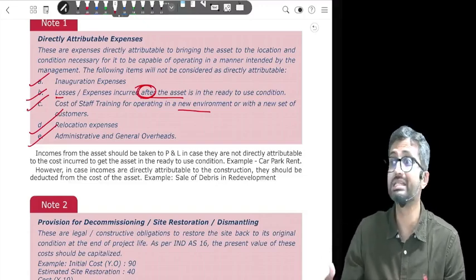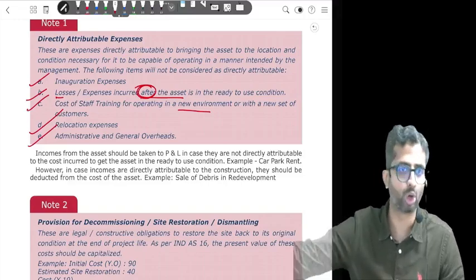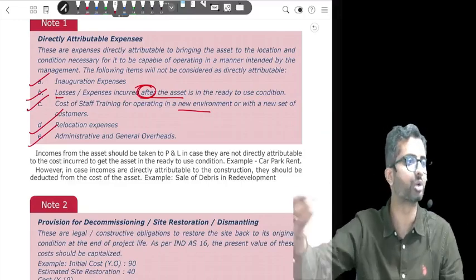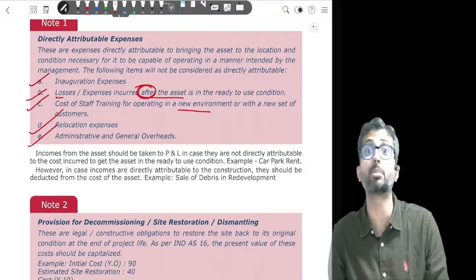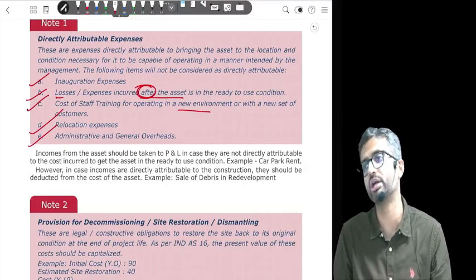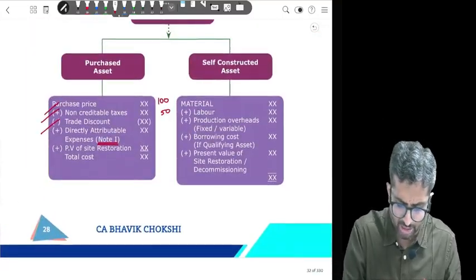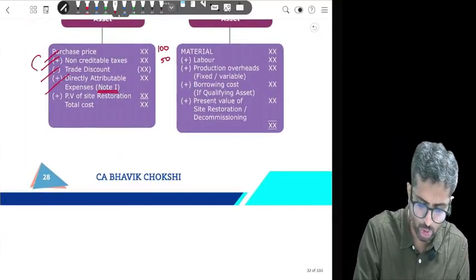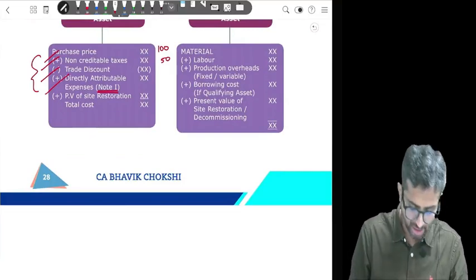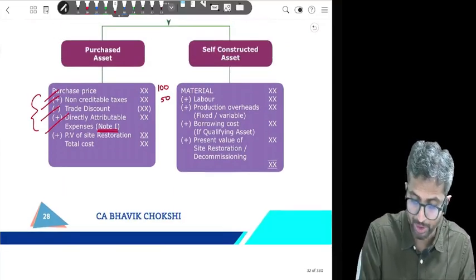P&L. So if something is not directly attributable, like the land is lying vacant and you give it out on rent, or the building, you give it out on rent and earn some income, you will take it to the profit and loss account. However, if it is directly attributable to construction, you can deduct it. Are we clear with this? Yes, okay. So these are the core items when it comes to determination of initial cost. This is for a purchased asset.